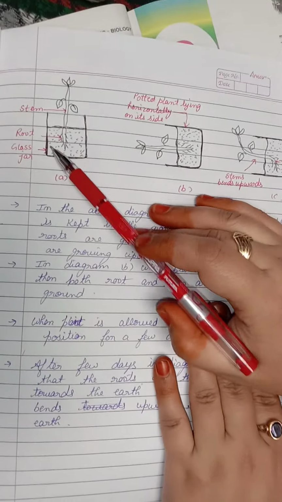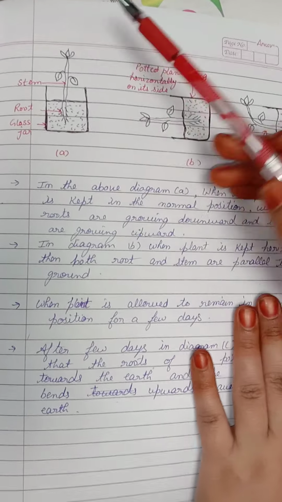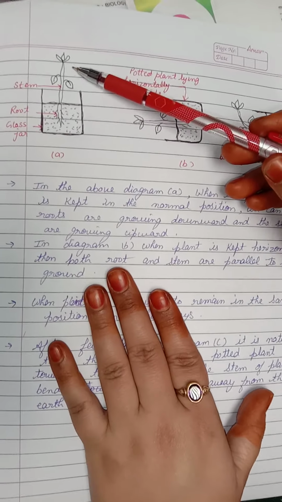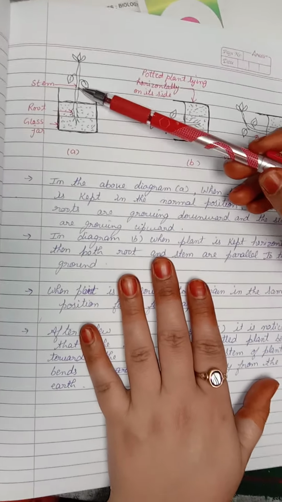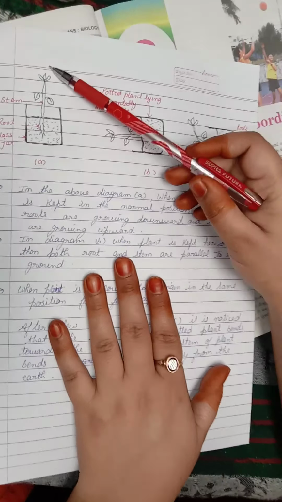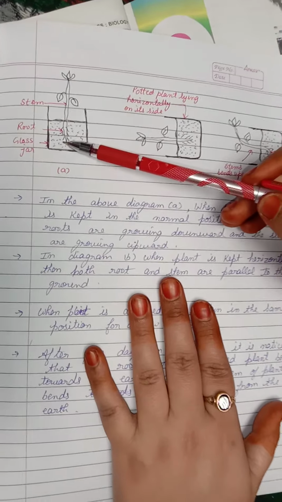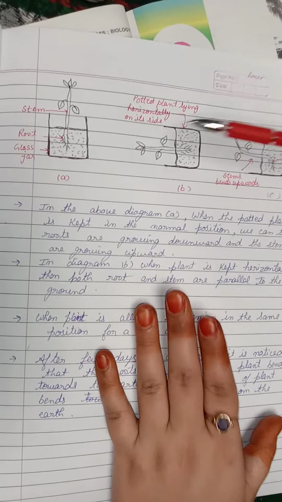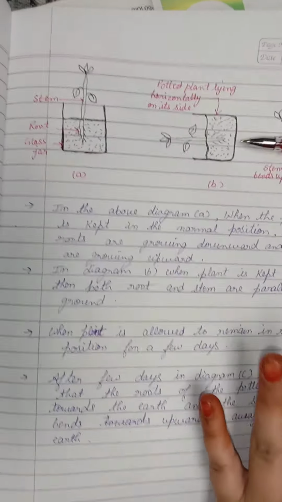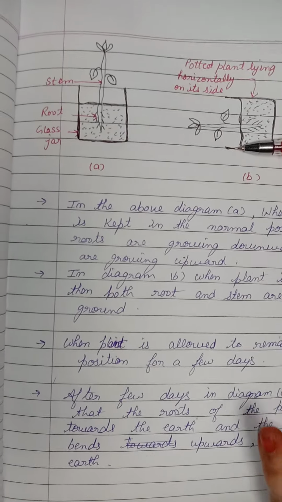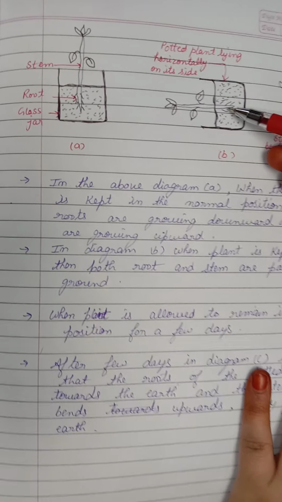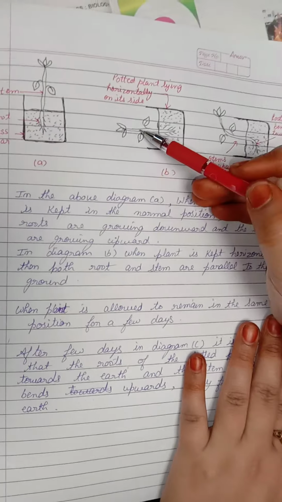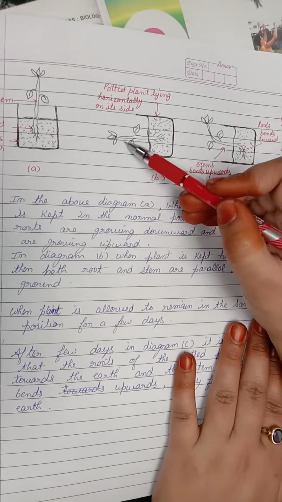Now let me explain it with an example. Here I had taken one potted plant. In the first diagram, it is seen that the potted plant is being kept straight. If the potted plant is kept straight, there is normal growth of both stem and root: the stem towards the light, and the roots towards the gravity. But in the second diagram I have shown that I kept the pot horizontally. So it is seen that the stem and root both are growing straight, parallel to the ground.